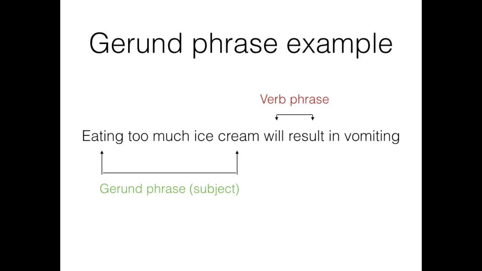A gerund phrase might look something like this. In this sentence, the phrase eating too much ice cream is a gerund phrase. The whole phrase is acting as the subject of the sentence, with the verb phrase will result following it.